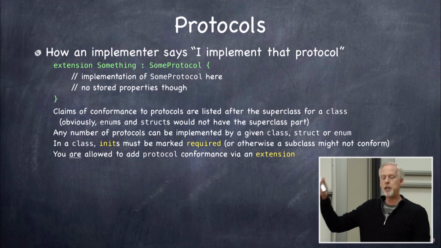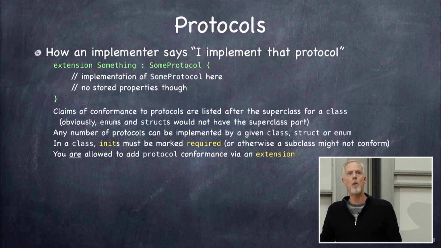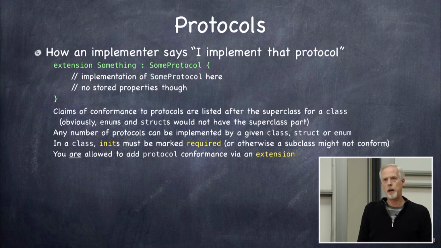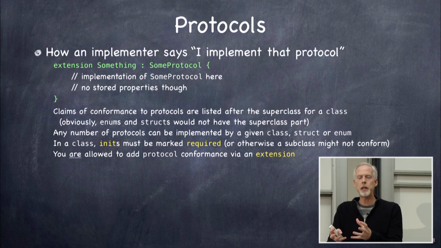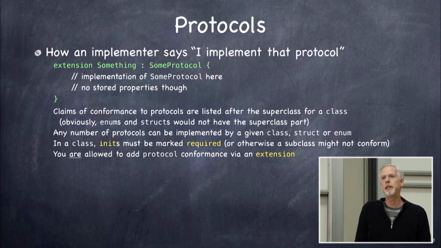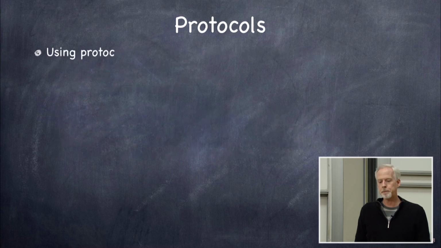We would just say extension Int colon the protocol we wanted Int to implement, and then in the extension, we would put all the implementations of the vars and methods in that protocol. Okay? And this is actually quite common. Just for code bookkeeping, we'll sometimes use an extension to implement a whole protocol. It's just nice, it groups it all nicely.